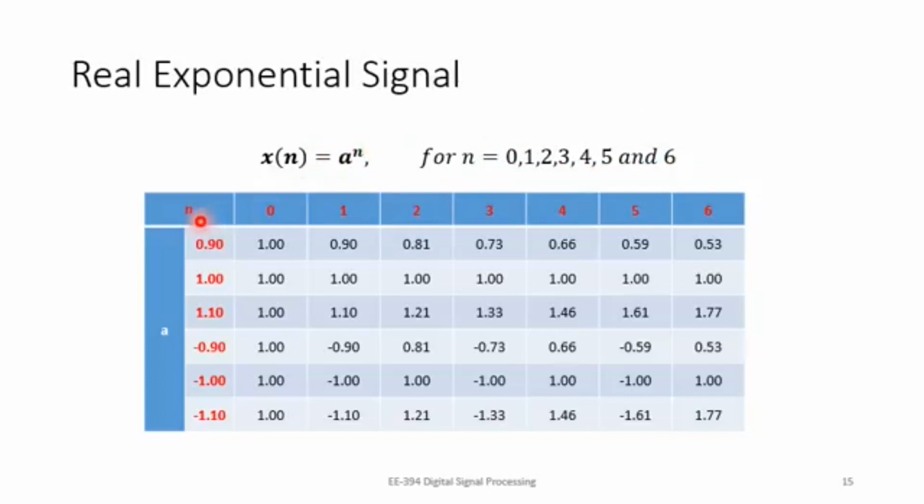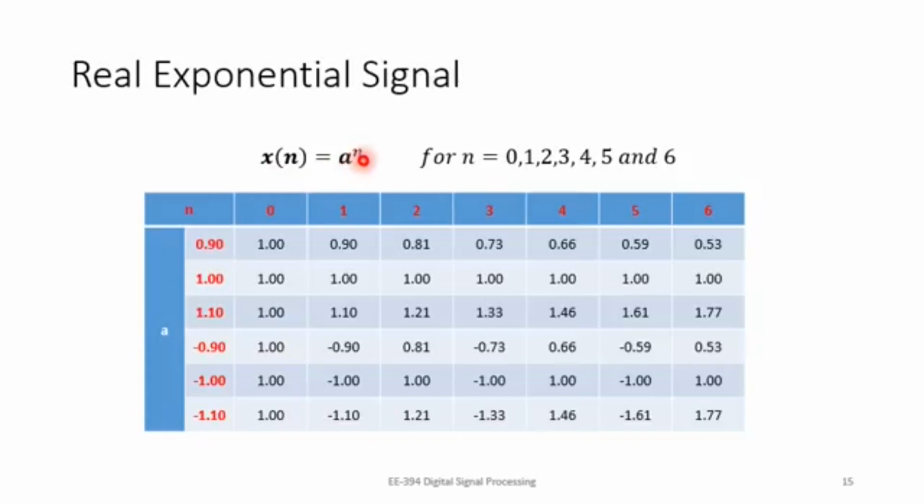Here in this table, you can see that the first row is that of n. So n is 0, 1, 2, 3, 4, 5, and 6. And these different rows are the signal values for various values of a. Now let us take one example at a time. I choose a equals 0.9. So my signal is going to be x of n equal to 0.9 raised to power n.